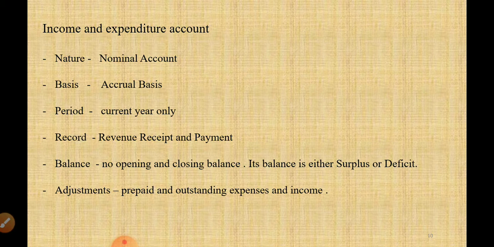It records only revenue receipts and payments, which means it does not record capital receipts and payments. Capital receipts and payments mean assets. Purchase of an asset is a capital payment, and sale of an asset is a capital receipt. This appears in the balance sheet.